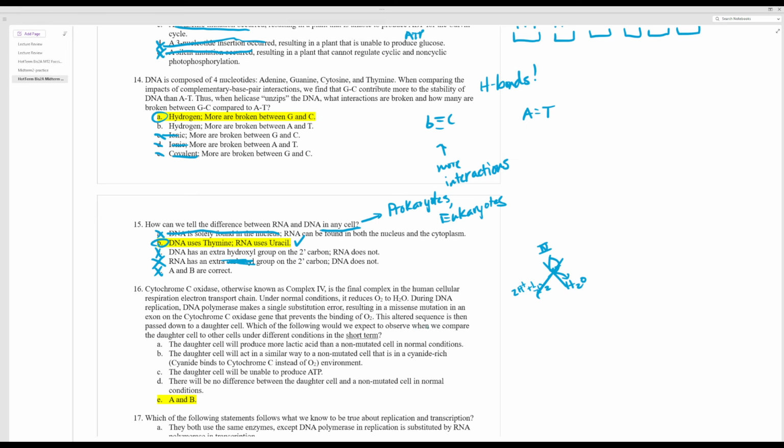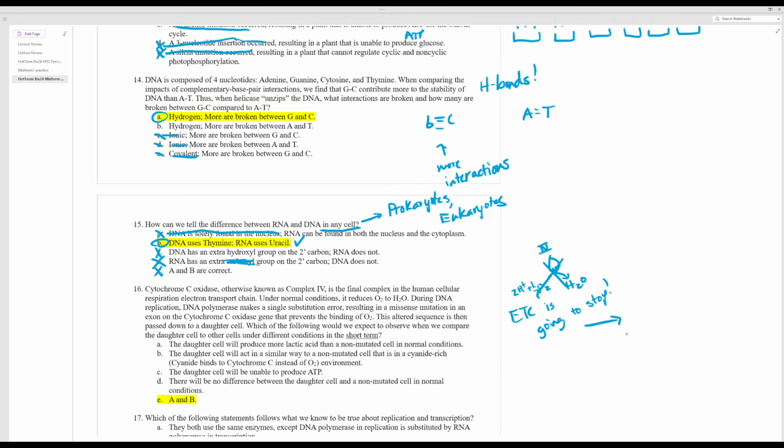Which of the following would we expect to observe when we compare the daughter cell to other cells under different conditions in the short term? Okay, A, the daughter cell will produce more lactic acid than a non-mutated cell in normal conditions. Well, let's logic ourselves through why this is the case, or let's see if this is true. If O2 is not binding to complex 4, what's going to happen to the ETC? Well, the ETC is going to stop because the terminal electron acceptor is no longer able to accept electrons, so the electrons are going to get piled up on complex 4 and get piled all the way through.